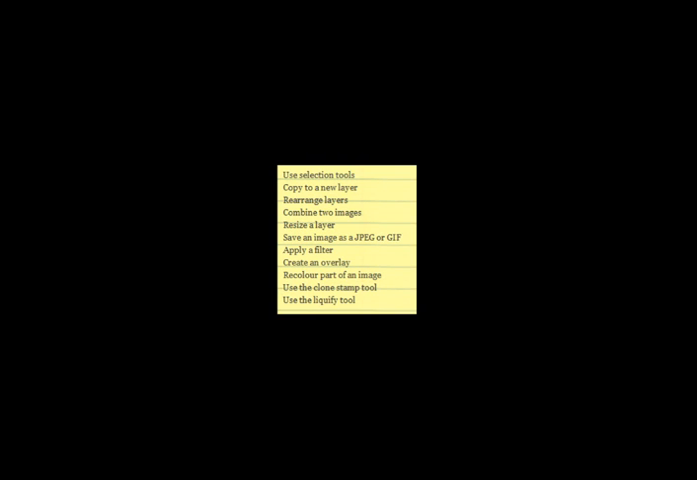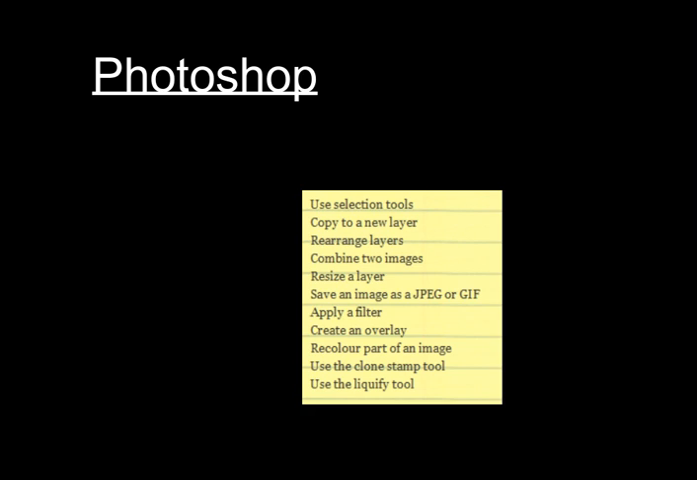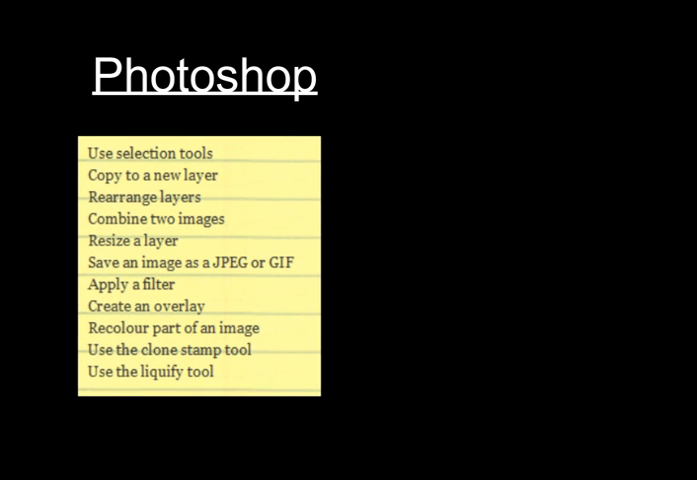So that's the stuff from the website that you've seen before that you need to know how to do. You'll be able to use the selection tools, like the lasso and the magic wand tool. You're going to need to be able to copy things to a new layer as well. Remember, after you've got something selected, you right click, go copy to new layer.